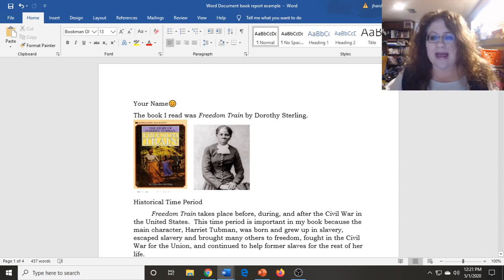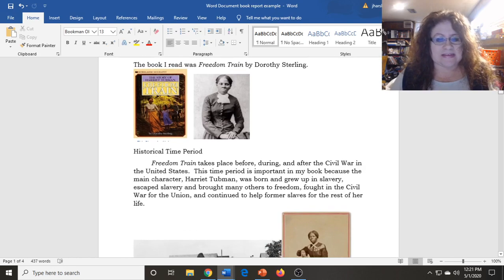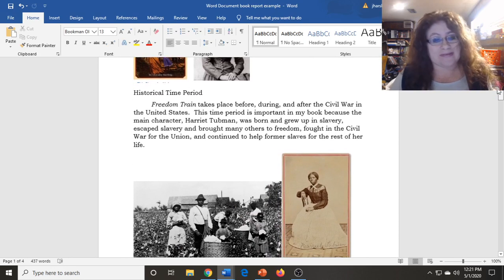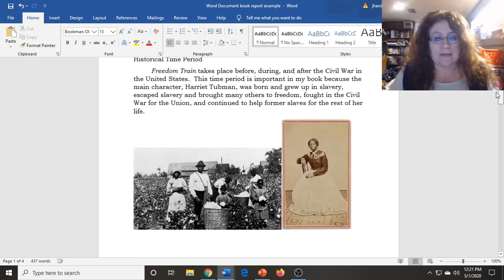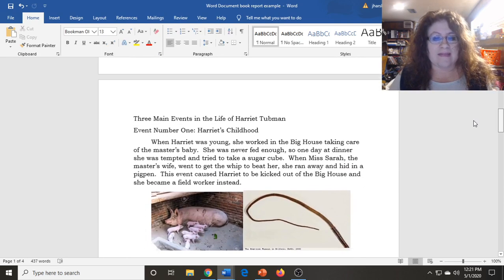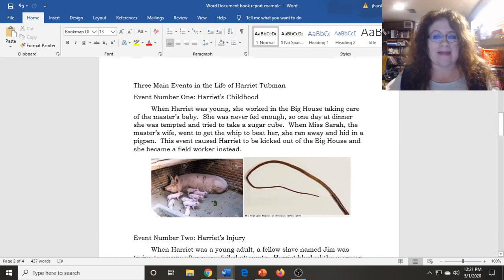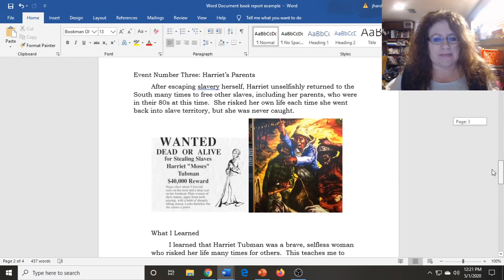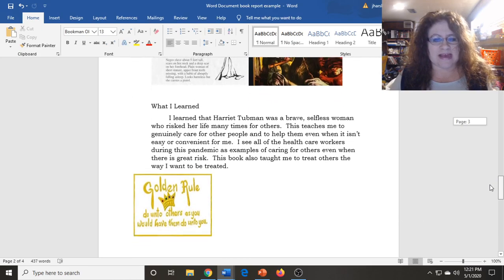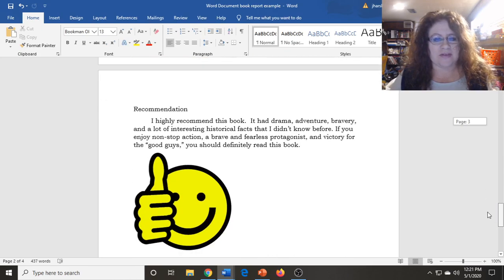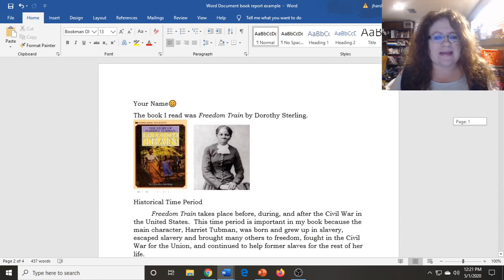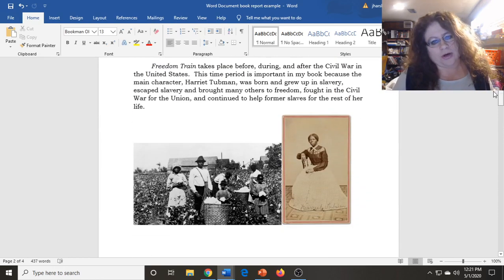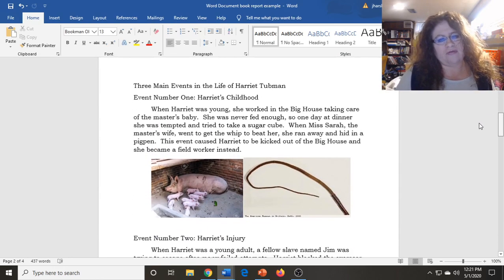So then I just broke it down. There's the name of the book and the author, and there's a picture of the book and Harriet. Then the historical time period. It's exactly what was in the PowerPoint. It's just in a Word document now, and the pictures. And then the three main events, I make a heading, and then I put each event: Harriet's childhood, Harriet's injury, Harriet's parents. And then there's a section for what I learned, and there's a section for the recommendation. So basically, instead of making a PowerPoint, you're just creating a Word document where you put the pictures right in, okay?